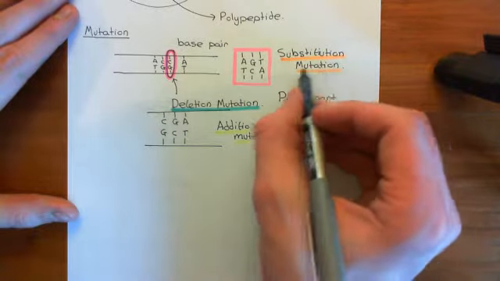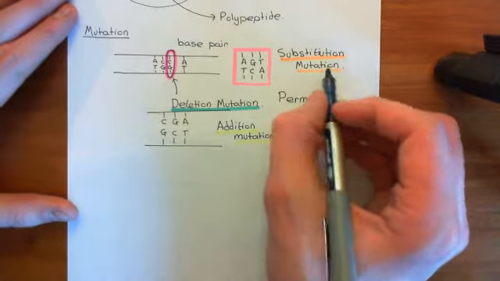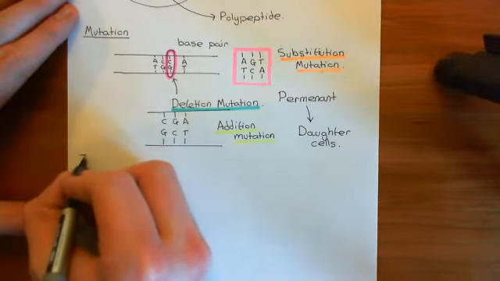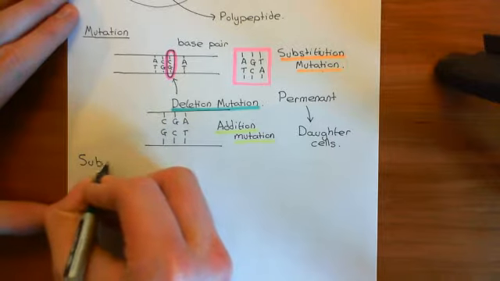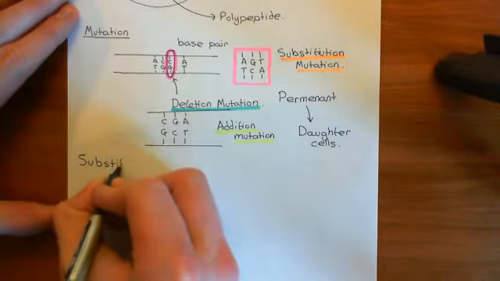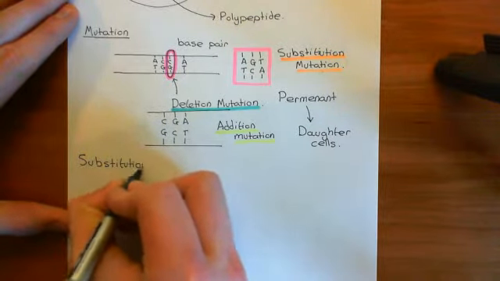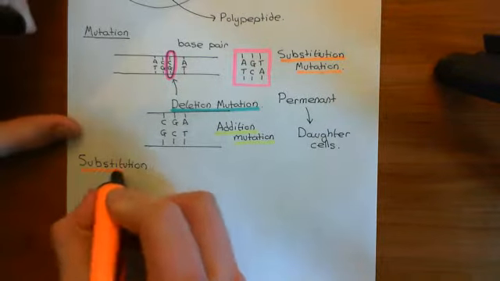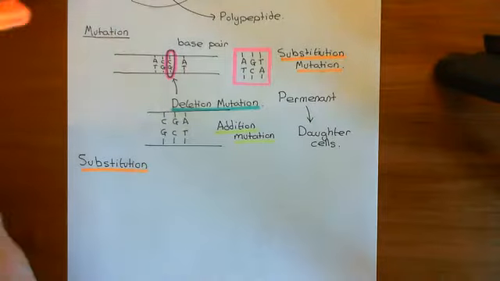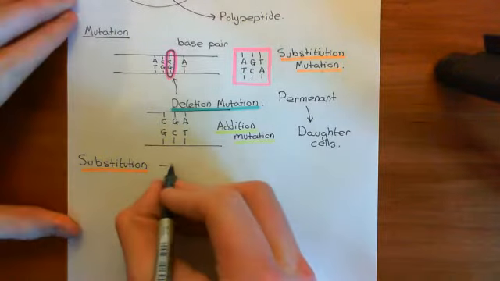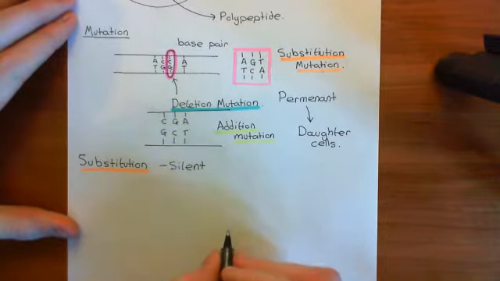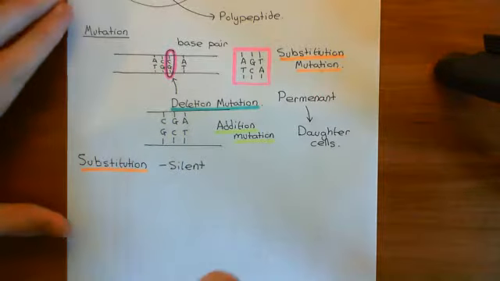So we'll start off with a substitution mutation. Okay, so the first thing is that substitution mutations can be what are known as silent substitution mutations. Okay, so we're now discussing what substitution mutations will actually do to the cell. Okay, so substitution mutations can be silent. Now, what does this mean? Well, this means that it has absolutely no effect on the cell, basically. Now, how can this be?